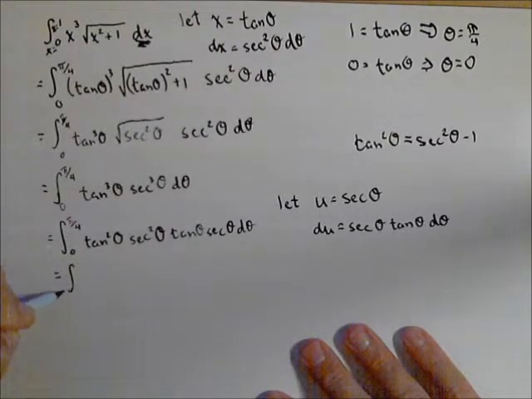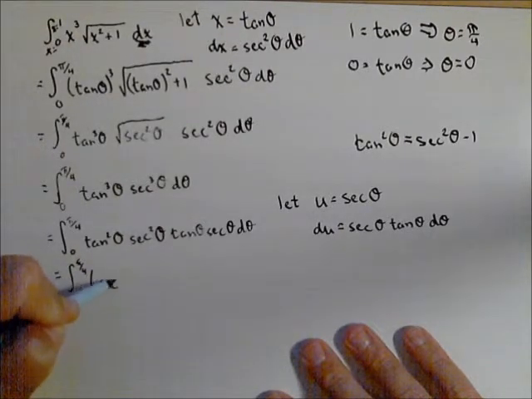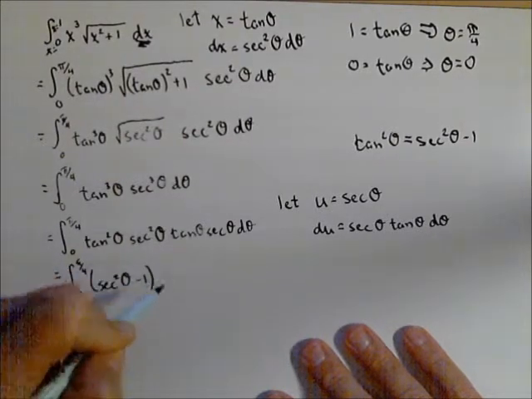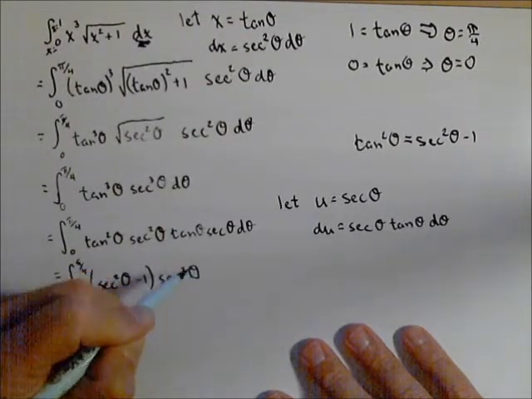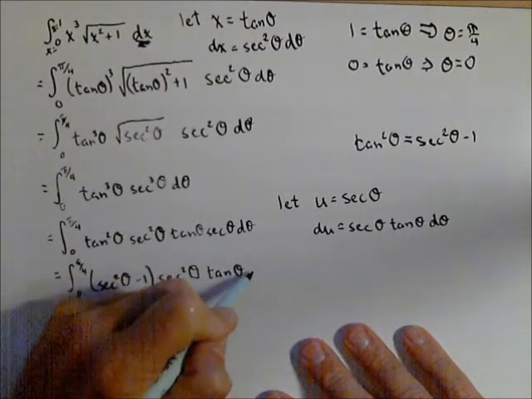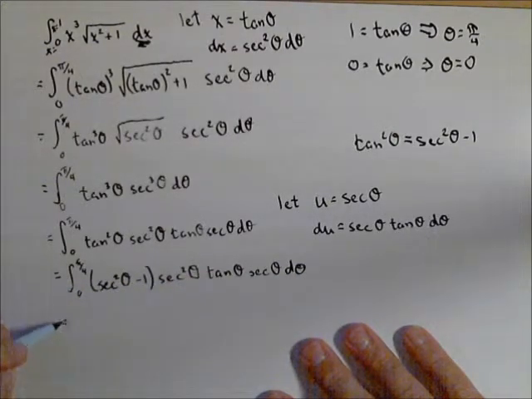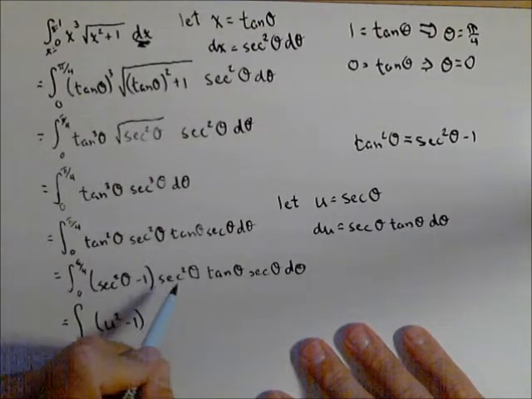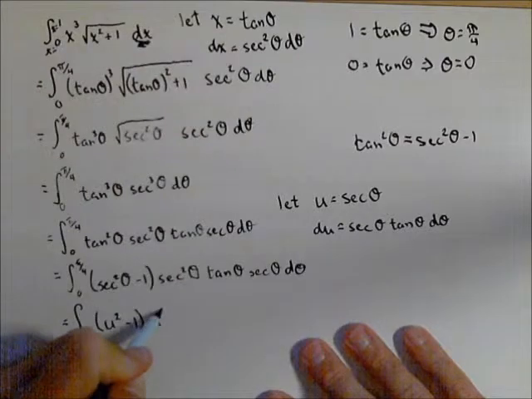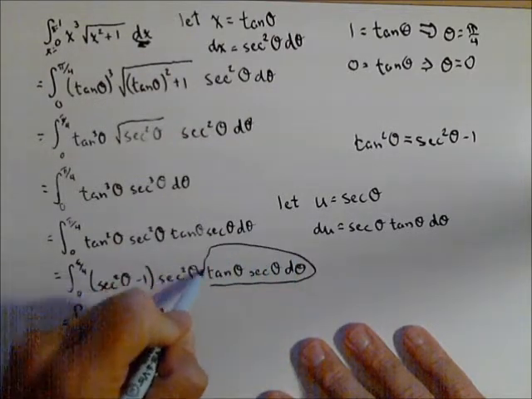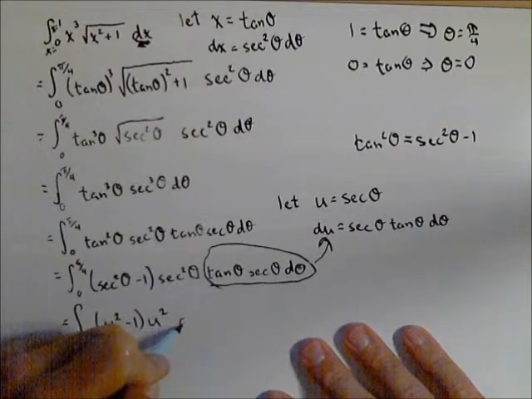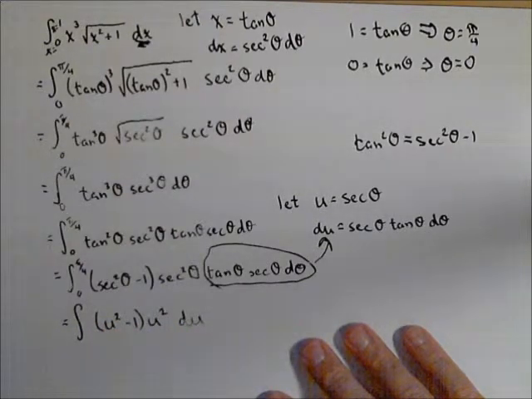Now, we've got our integral. Right now it's in terms of trig functions, so I'll keep that, but we will be changing that. So secant squared theta minus 1 times secant squared theta, tangent theta, secant theta, d theta, kind of long. It's going to work out really nice. This part here, well, that's our u. We've got u squared minus 1. Secant, again, is our u. So u squared, and this whole thing here, that's our du. So we have a much nicer integral.